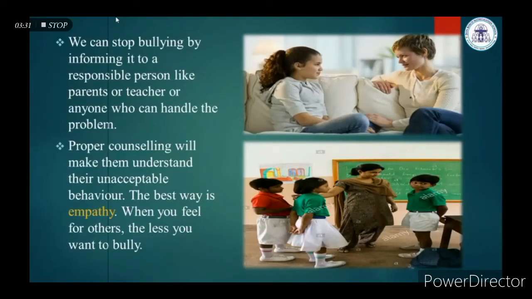Now, how can we stop bullying? We can stop bullying by informing responsible people like their parents, teachers, or anyone who can handle the problem. Proper counseling will also make them understand and helps them to change their behavior. The best way is empathy. Now, what is empathy? The ability to understand and share the feelings of another person is called empathy. So, the more you understand others' feelings, the less you will tease or, in other words, criticize others.